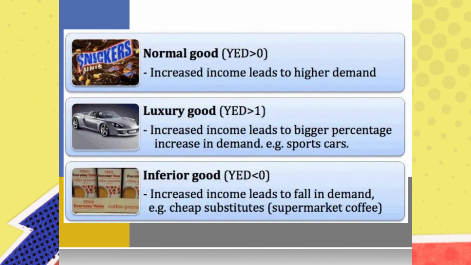So in summary, a normal good will have a YED greater than 0. Increased income leads to a higher demand. Luxury goods, greater than 1. Increased income leads to a bigger percentage increase in demand. Inferior goods, YED will be less than 0. So increased income leads to a fall in demand. So for example, cheap substitutes like supermarket coffee.